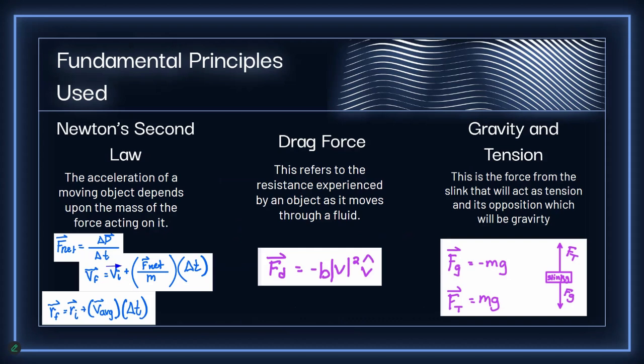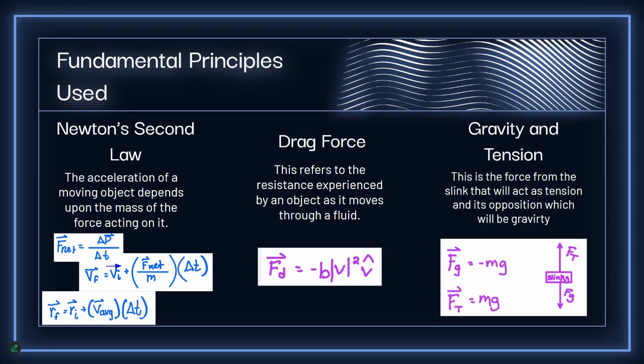Some fundamental principles used are Newton's second law, which states that the acceleration of a moving object depends upon the mass and the force acting on it, which is the formula F net equals delta P over delta t. From this, we were able to get the velocity update formula and the position update formula, which will be used in this lab, where Vf equals Vi plus F net divided by mass times delta t for the velocity update formula, and the position update formula is Rf equals Ri plus V average times delta t.